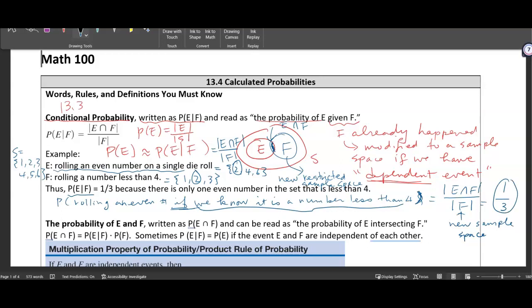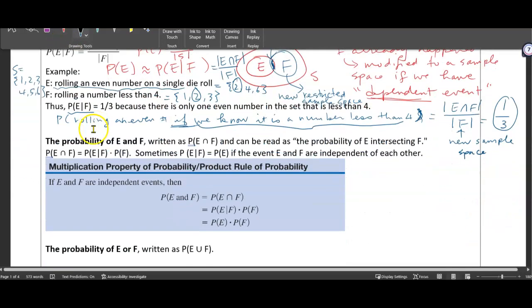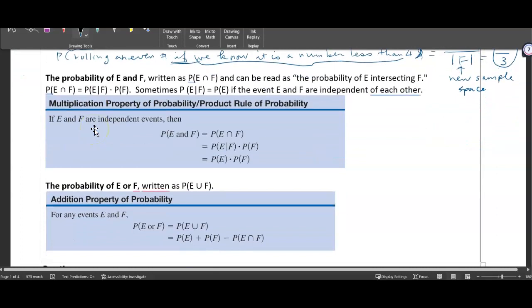So again, this given is our new restricted sample space. If the sample space doesn't change, then it's an independent event. If the sample space changes with the given, then it's a dependent event. Okay, so that's the bulk of the idea here. And so that's summarizing these 2 major concepts in this section.